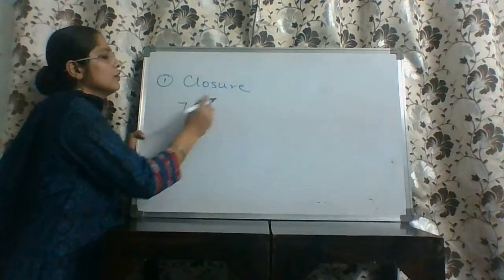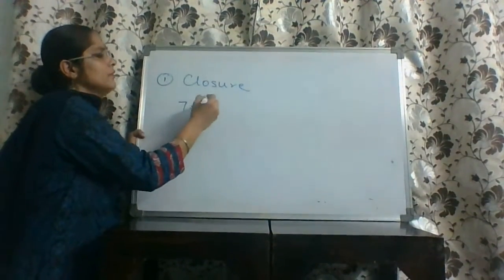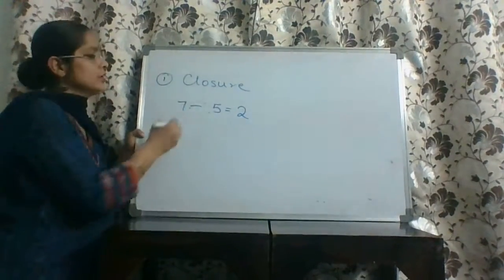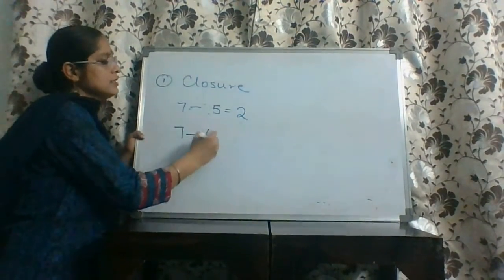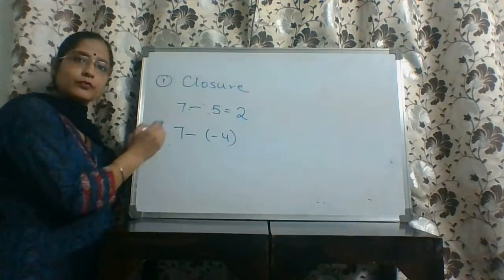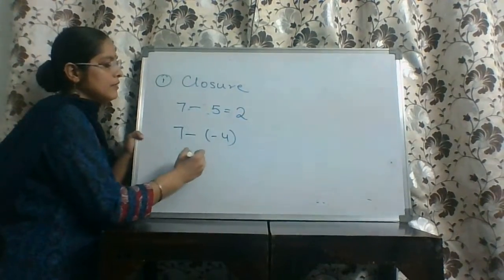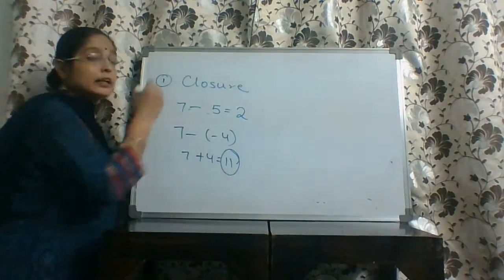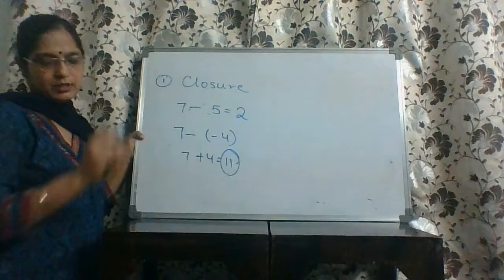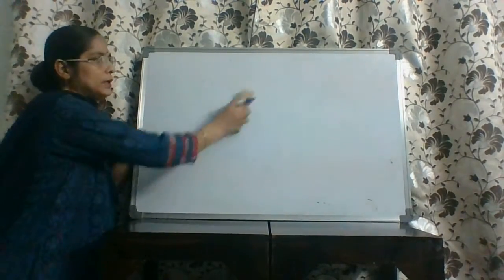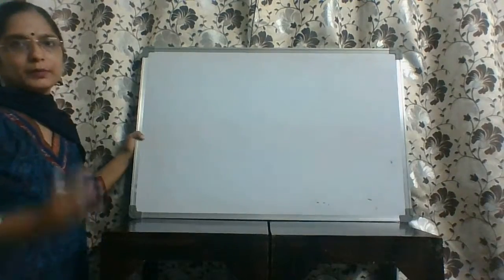7 minus 5, I get the answer as 2. 7 minus minus 4, I am subtracting minus 4 from 7. My answer will be 7 plus 4 equal to 11. I get an integer only. It is closed. But it does not follow commutative property and associative property.